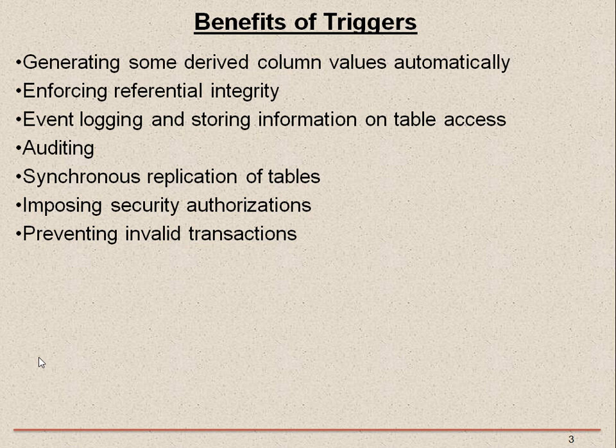Second is enforcing referential integrity constraint. Third one is event logging and storing information on table access. That is based on which user is logged in, which user is logged out, and when. If we want to store all this information without interrupting the current transaction, this is done by the trigger. Auditing purposes also use triggers. Then synchronous replication of tables, imposing security authorizations and preventing invalid transactions. So these all are the benefits of trigger, and based on that, you can use the trigger.